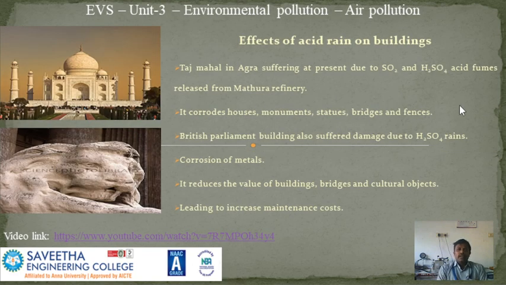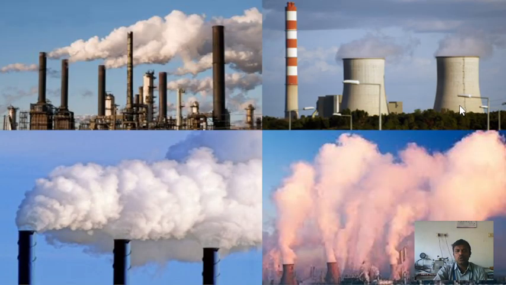What are the effects of acid rain on buildings? The Taj Mahal in Agra is suffering at present due to SO2 and H2SO4 acid fumes released from the Mathura refinery. It corrodes houses, monuments, statues, bridges and fences. The British Parliament building also suffered damage due to H2SO4 rain. Corrosion of metals reduces the value of buildings, bridges and cultural objects, leading to increased maintenance cost.